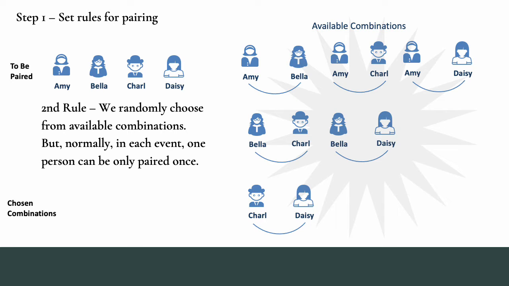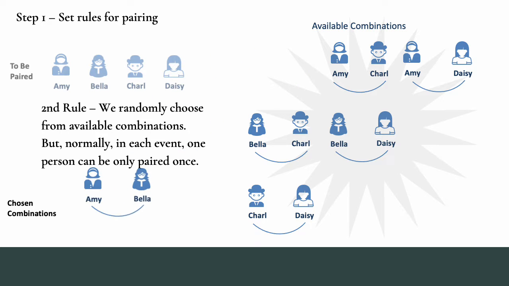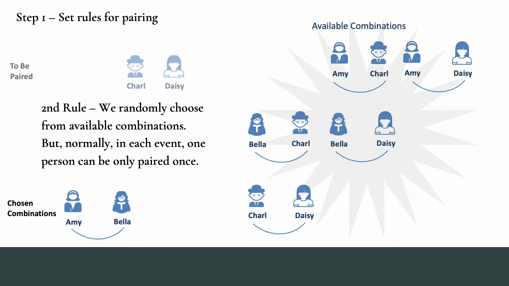Our second rule is that we randomly choose groups from the list of available combinations. But in each round of networking event, one member can only be paired once. Don't get confused here. I now explain in detail for you. As you can see, we have 4 people on the list of to be paired. Say we first choose the group of Amy and Bella from the list of available combinations. Since Amy and Bella have been paired, we need to delist them from the group of to be paired.